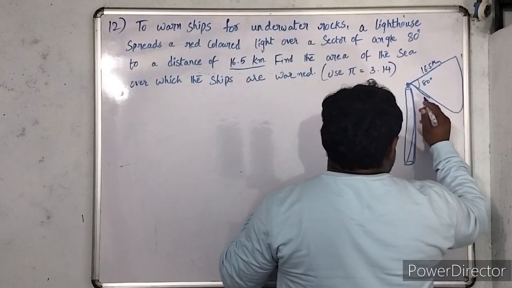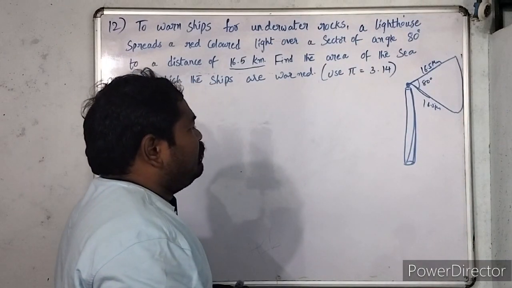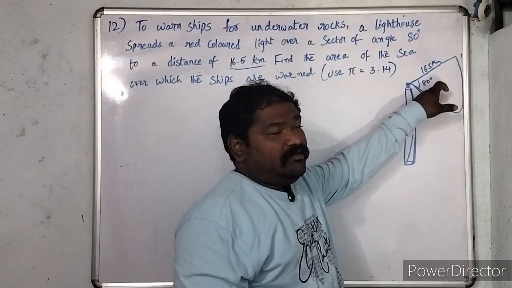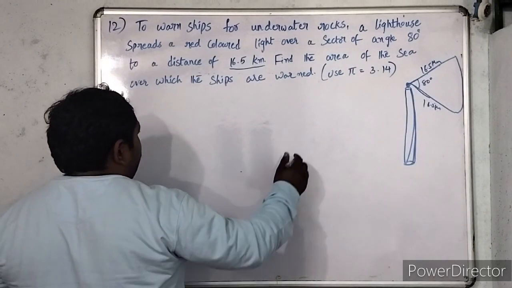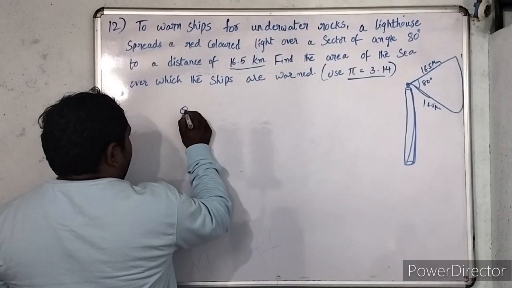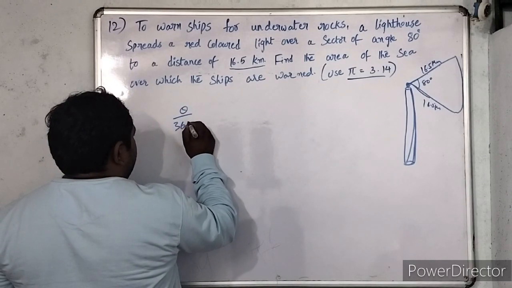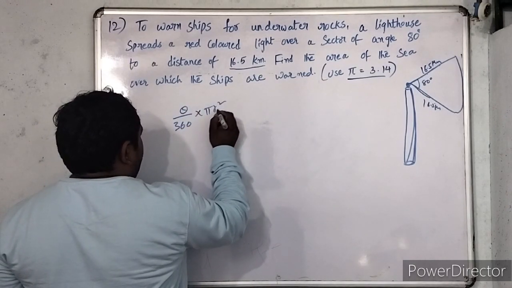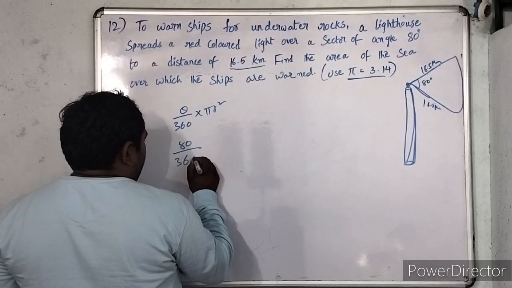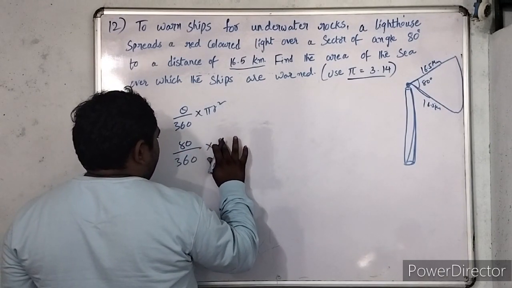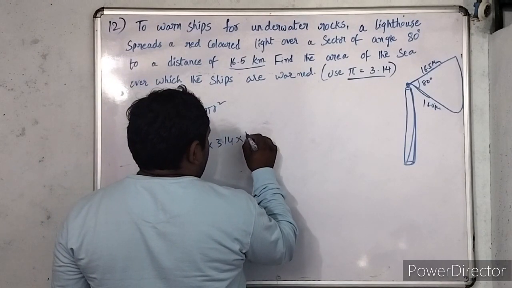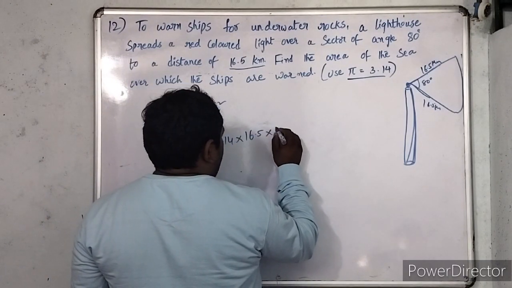16.5 kilometers it covers. Therefore, we have to find the area. Find the area of this sector. Use pi equal to 3.14 as given. The solution is area of the sector equals theta by 360 into pi r square. What is theta here? 80 degrees by 360 into pi, which stands for 3.14, into r square, which stands for 16.5 into 16.5.